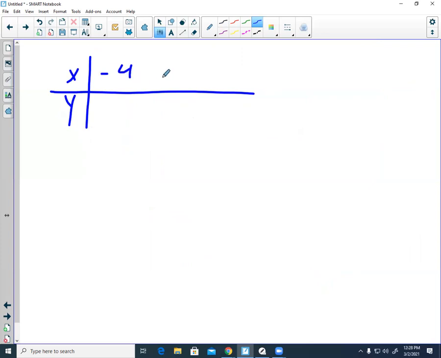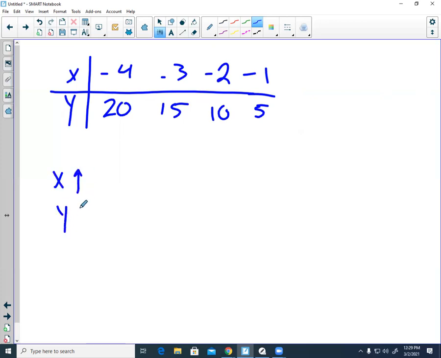So -4, -3, -2, -1, and 20, 15, 10, and 5. So as we look at this, again, with the increasing and decreasing, it should kind of lead you in a certain direction. You should see that the x's are increasing and the y's are decreasing, correct? You see the x's are getting bigger and the y's are getting smaller, which would lead us to believe that this is going to be an inverse variation. So x's are going up right now and the y's are going down, which makes us think that this is inverse.